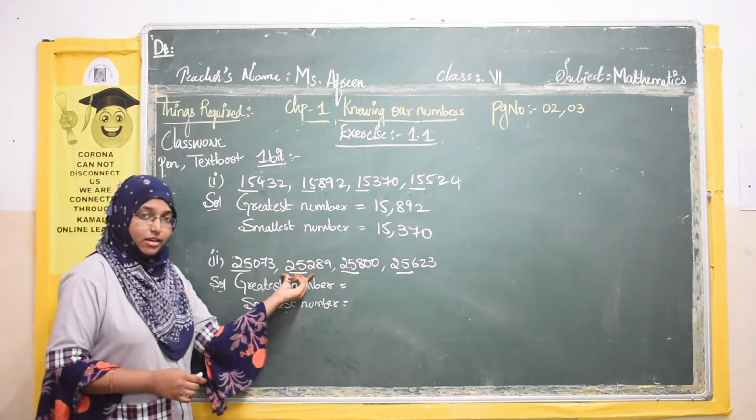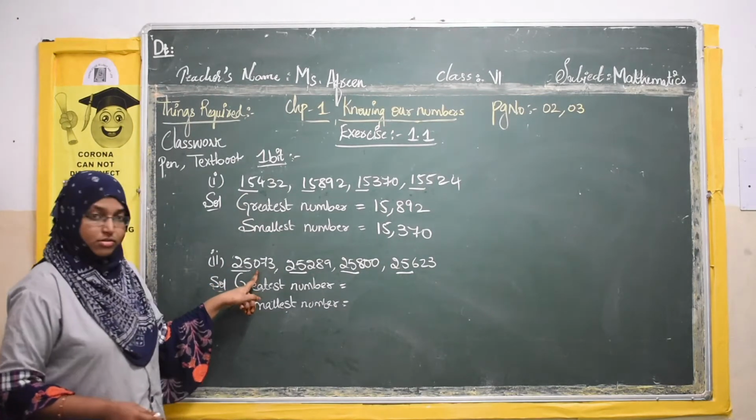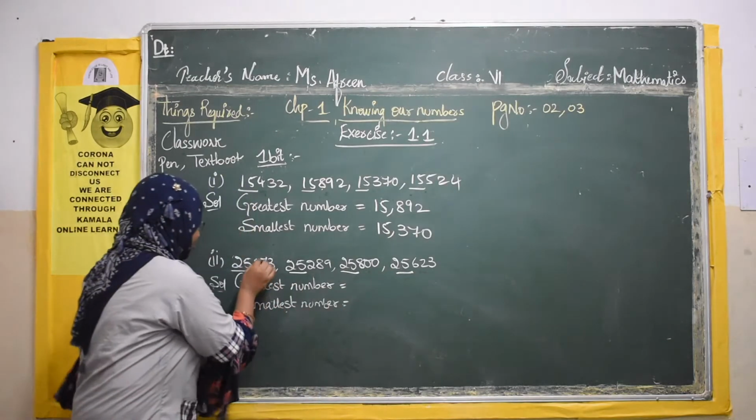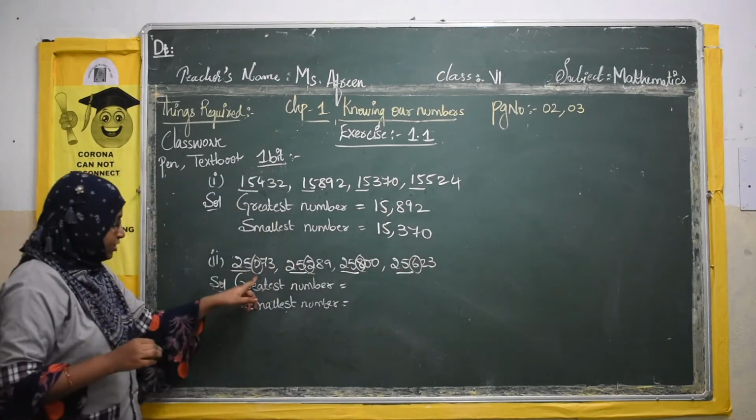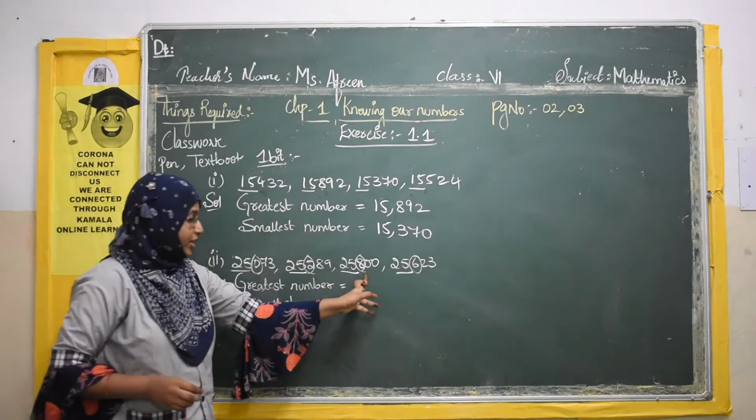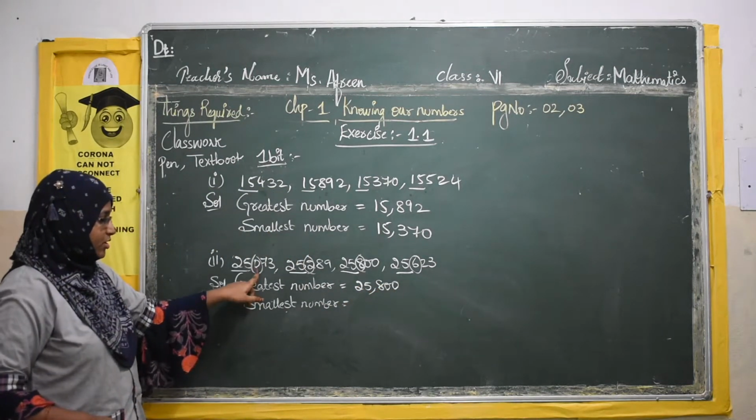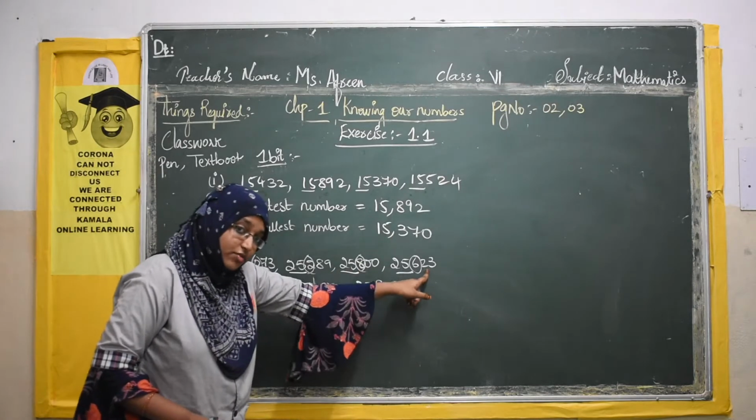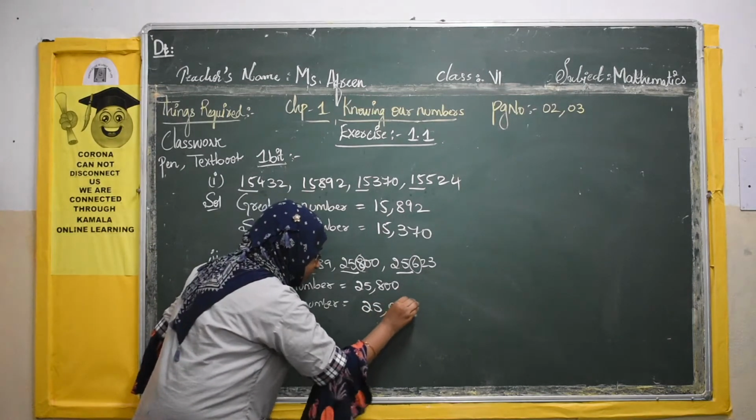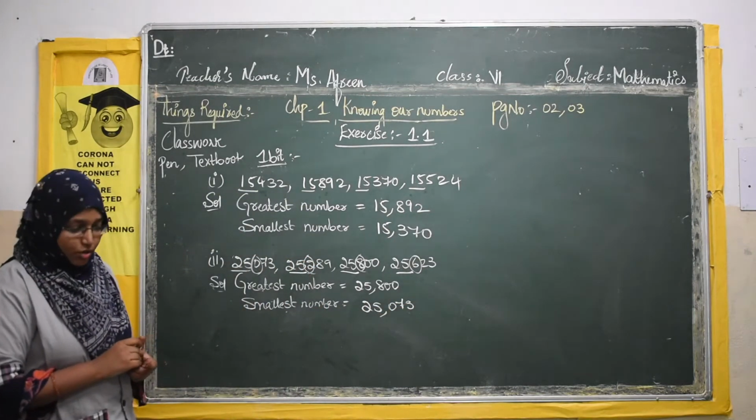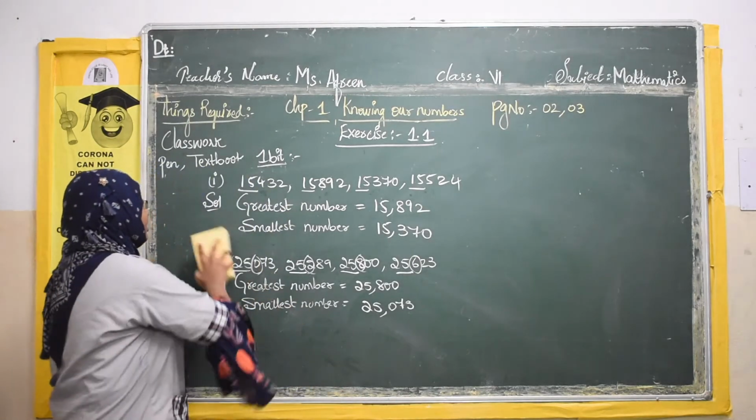The starting two digits are the same, 25, 25 and 25. Now moving to the third digit: 0, 2, 8, 6. Among these, 8 is the highest, right? So 25,800 is the greatest number. Now among the leftover numbers, 0, 2, 6, which is the smallest? 0. So 25,073 is the smallest number. The remaining third, fourth and fifth, you try as your homework.